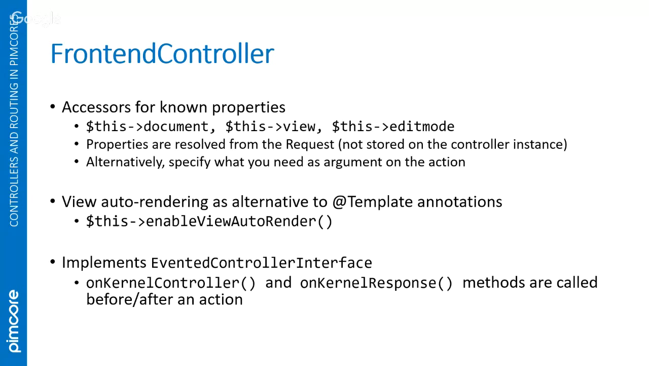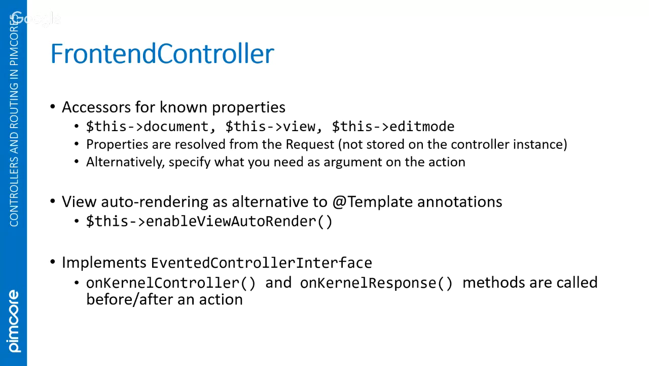The front controller exposes known properties such as this document, this view, and this edit mode, but they are not properties on the controller. They're just automatically read from the request. It's just a bridge which you can use to have known behavior. So this document is never stored on the controller instance, but it's read from the request when you access this document. And it's always the same object as you get if you request a document argument at the action level.